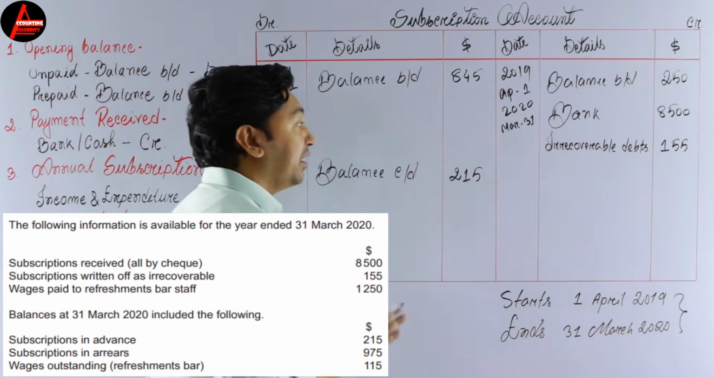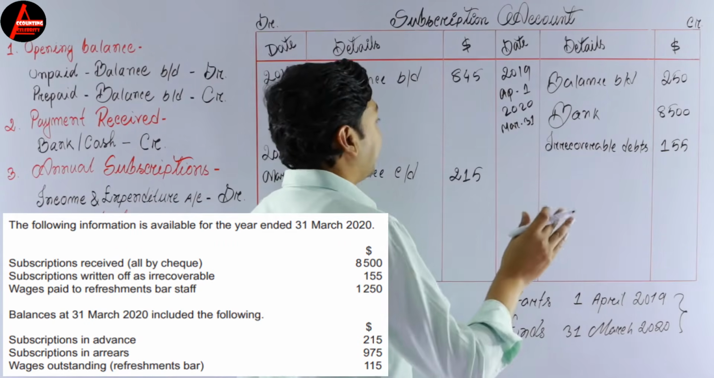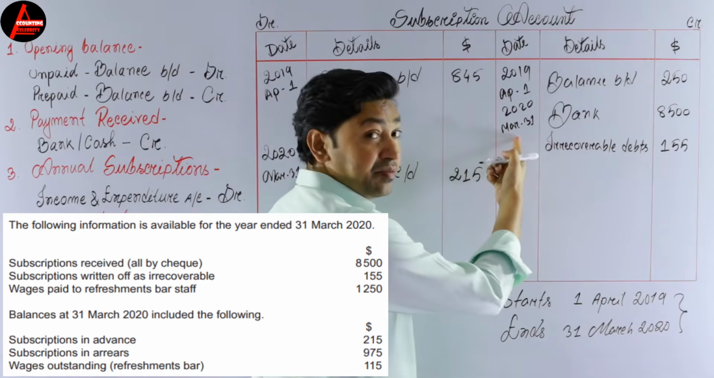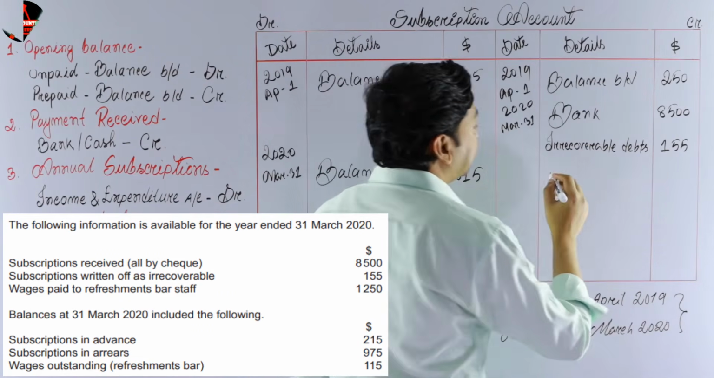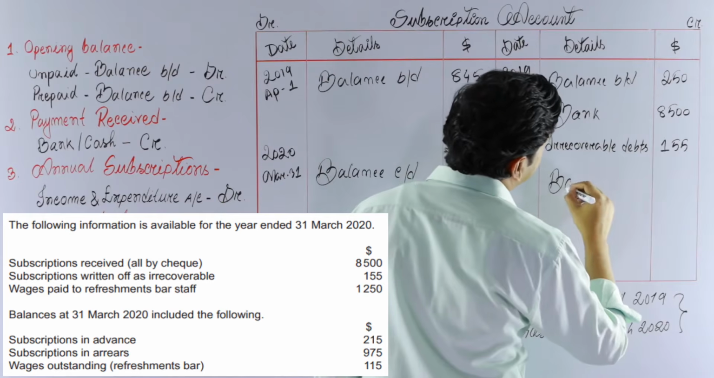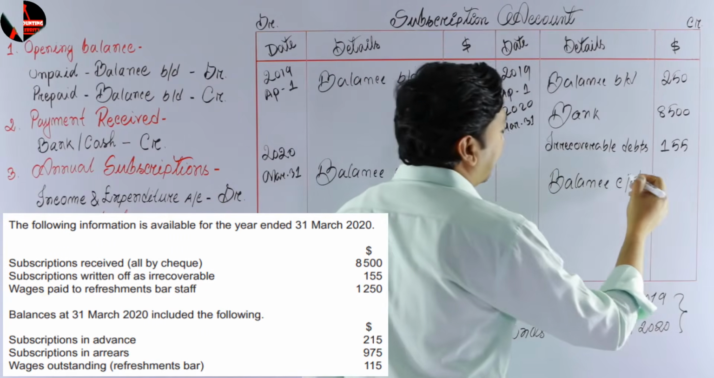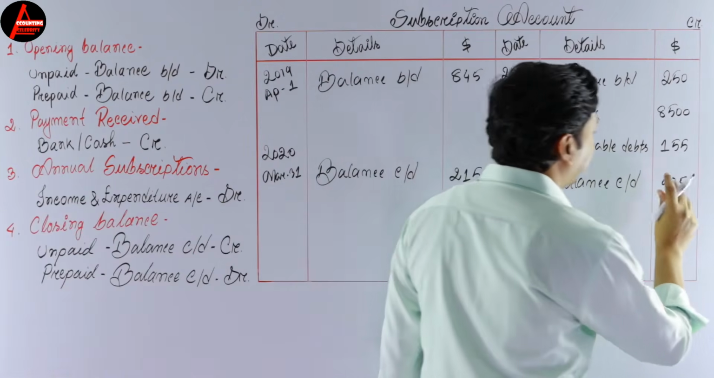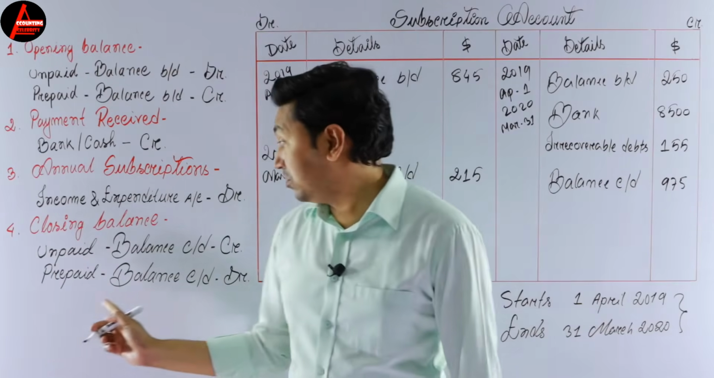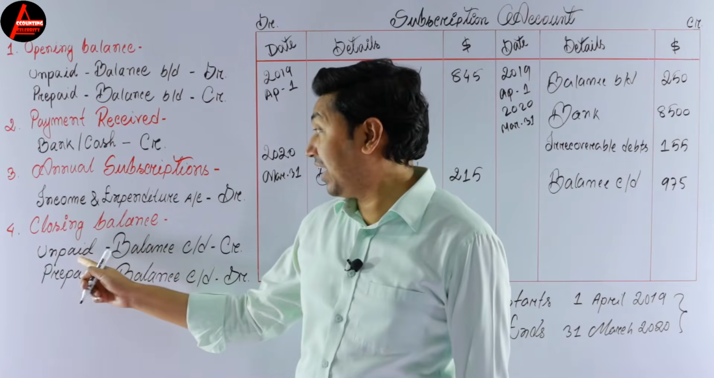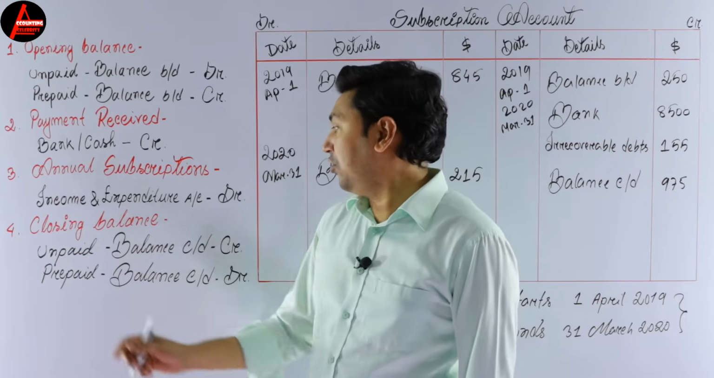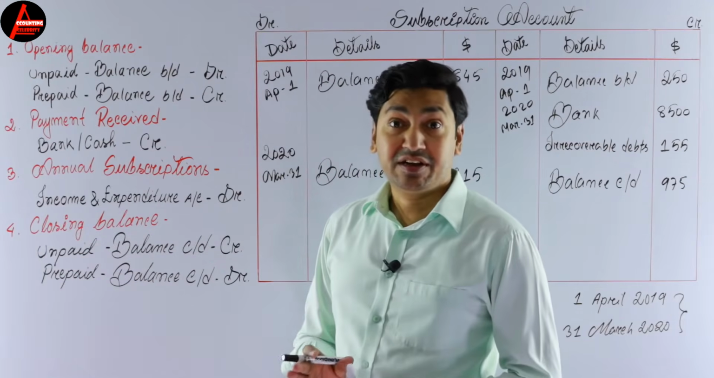Okay, over. Then one more balance c/d here on the credit side. So same date, 31st March 2020. So we'll just write here balance c/d and the amount is 975. Okay, here the credit one, which one is credit? The one which is unpaid. Okay, very good. So we recorded everything.